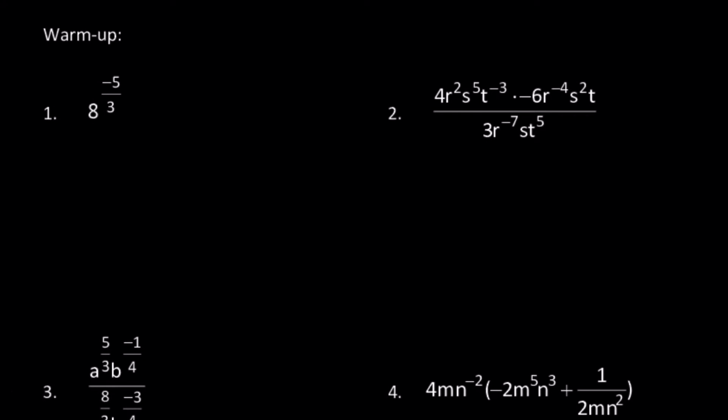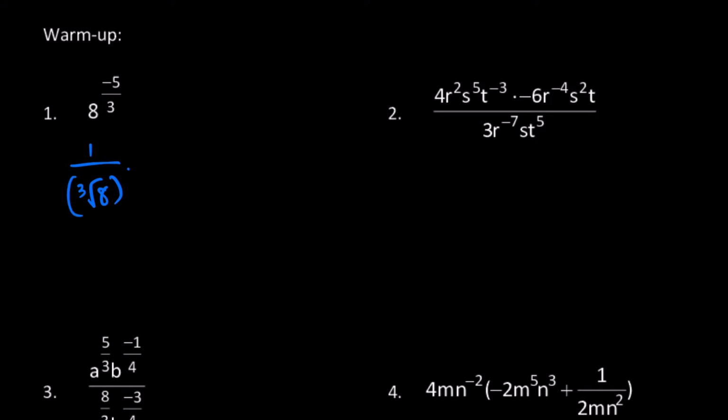So we've got two things going on here. We've got a negative exponent, which is going to take the reciprocal of our base, and then a fractional exponent. So just remember, the bottom number is the root, and the top is the power. So you might want to first rewrite this as 1 over the cube root of 8.